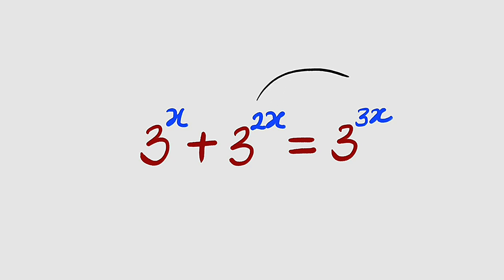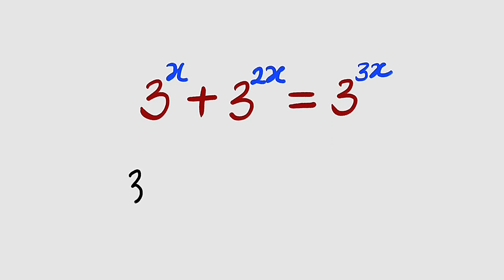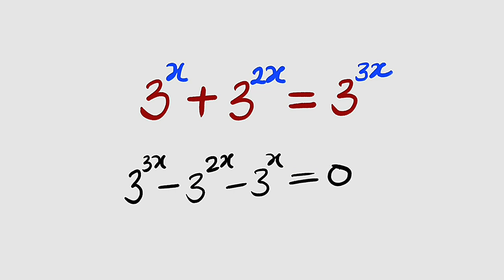I would like to take all these 2 times to the right hand side and they will become negative. So we have 3 to the power of 3x to the right, minus 3 to the power of 2x as it crosses over, then minus 3 to the power of x. This must be equal to 0.